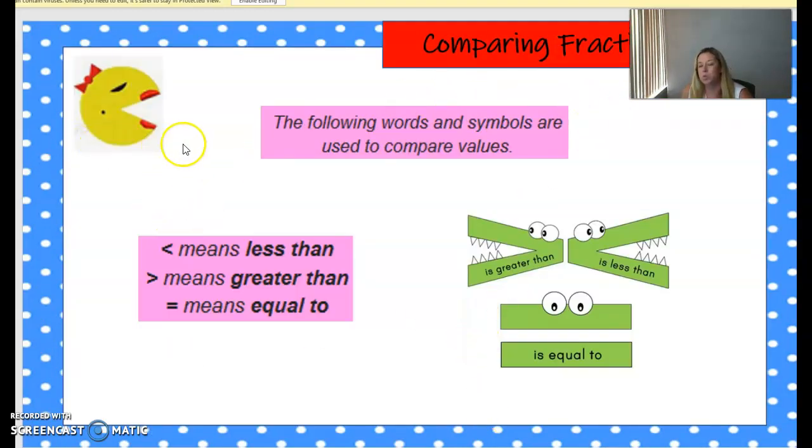Most of you guys know this. You remember the Pac-Man or the alligator, the symbols when we're dealing with greater than, less than, or equal to. So greater than, less than, equal to. Remember who's eating what, right?